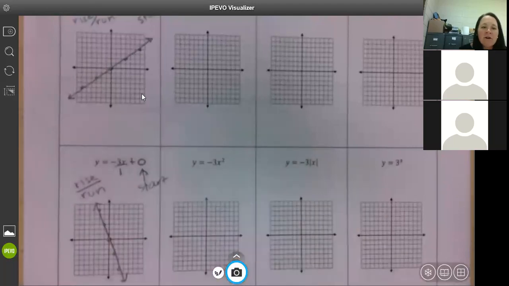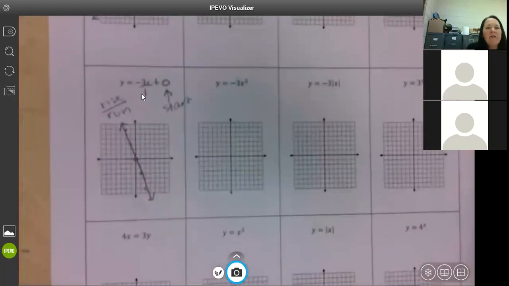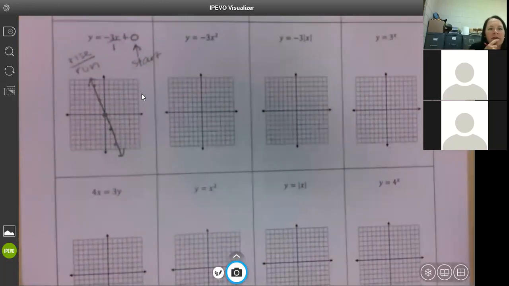And again, I don't want to insult your intelligence. This is just review basically for Math 1 and Math 2. So I think that you know how to graph a linear equation. We're just going to go over it. All right. And then on this last one that we have for linears, we have 4x equals 3y. Somebody tell me what's wrong with this. Not really wrong, but what do we need to do?